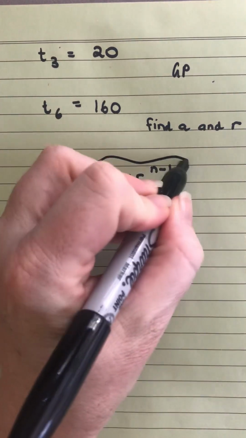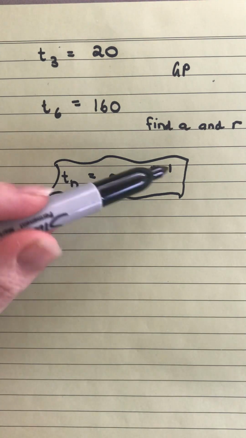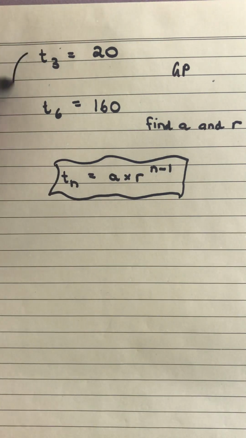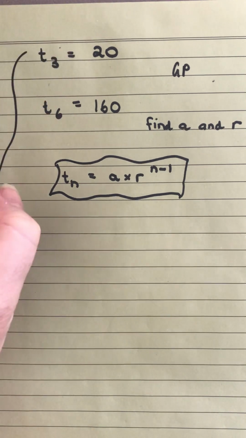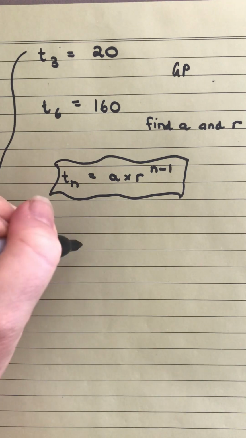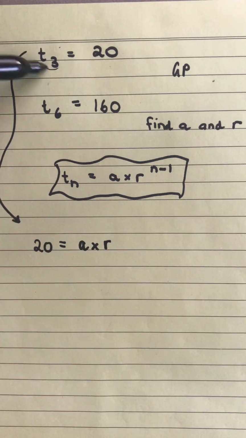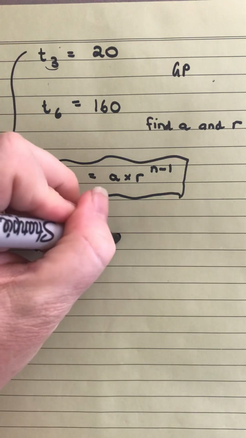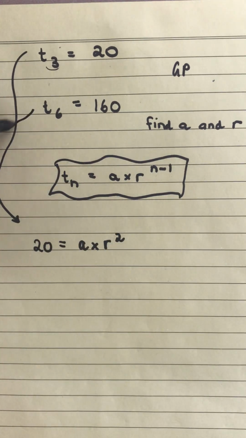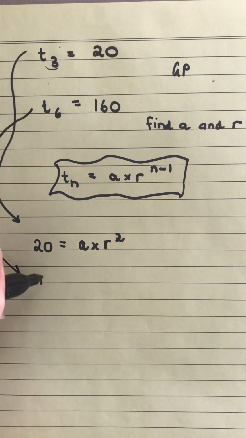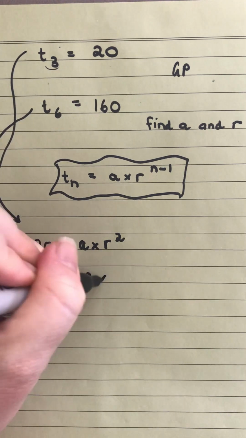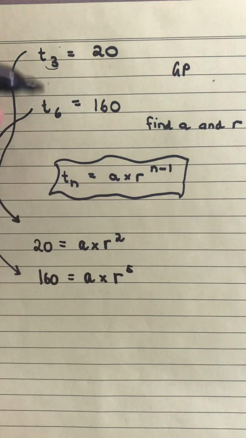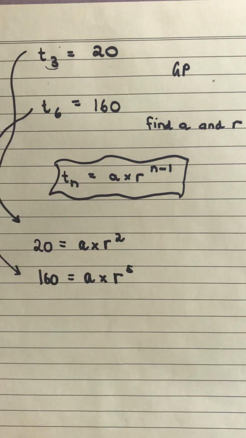So we're using our general form of T of n is equal to A times R to the power of n minus 1. We're going to use T3 first, and we're going to write that 20 is equal to A times R squared, because if we've got 3 there, n minus 1 is going to be 2. Then I'm going to use the next one and say I've got my 160 is equal to A times R to the 5, because it's T6, 6 take 1 is 5. I now have two pieces of information there, and I've got two unknowns. So I now want to solve for A and R.